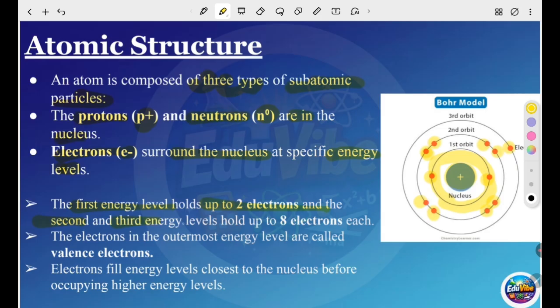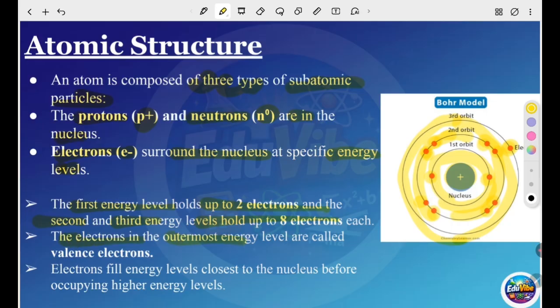But the second and third orbits have the ability to hold up to 8 electrons each. As we see, in the second orbit we have 8 electrons, and if we are left with more electrons, we go to the third orbit. In the third orbit we have only one electron, because after that we are left with no electrons, but it has the ability to hold up to 8 electrons.